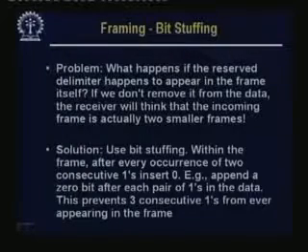Problem is, what happens if the reserved delimiter happens to appear in the frame itself? If you do not remove it from the data, the receiver will think that the incoming frame is actually 2 smaller frames. So, you understand the problem is very simple. Suppose we have 0, 1, 1, 1 as the delimiter, but the data itself may contain that, data which has come maybe from the user.